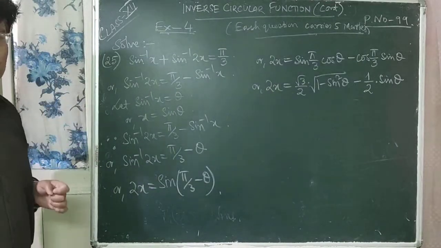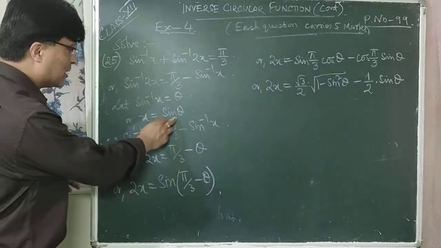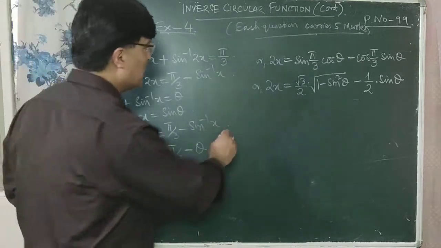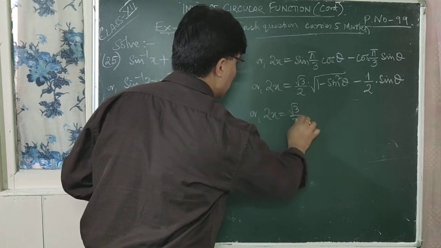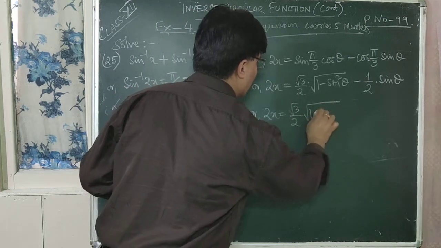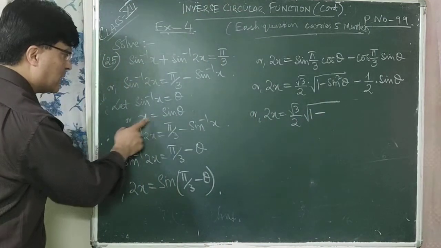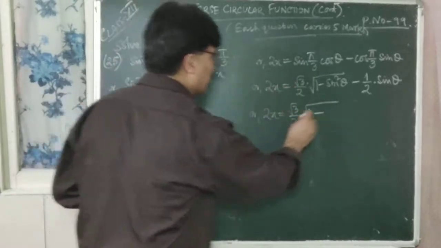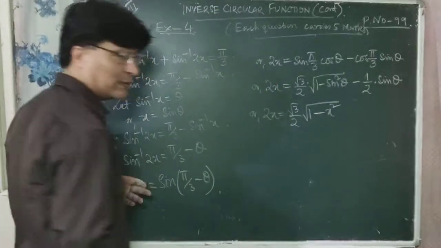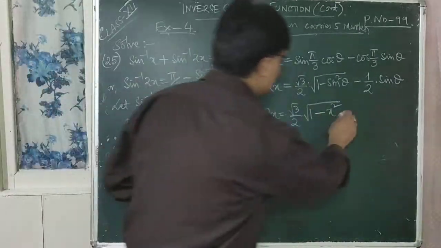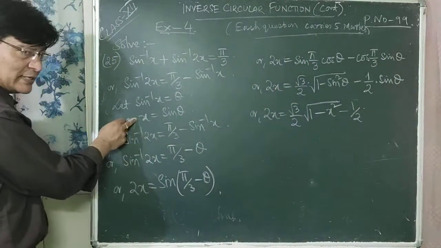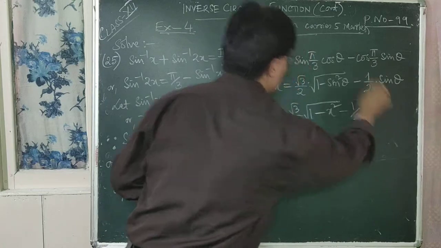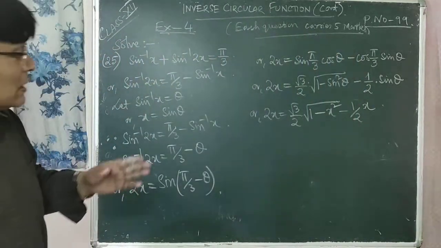Now you can put the value of sine theta. Actually, what is sine theta? Sine theta is equal to x, right? So 2x is equal to root 3 by 2 into root over 1 minus, since sine theta is equal to x, sine square theta is x square, right? Then minus half into, again, the value of sine theta is x. So you can write here x. Now, let us simplify it.